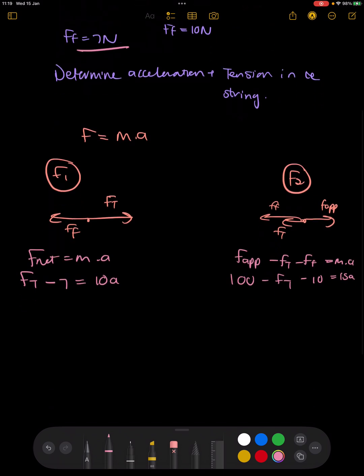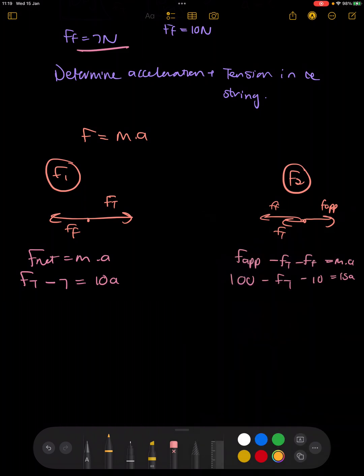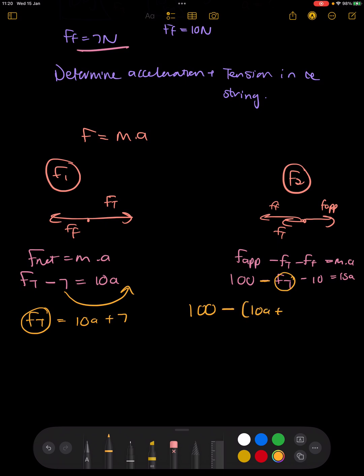What I'm going to do now is use simultaneous equations. So I'm going to go back to the equation that has the least amount of variables, the first block, and I'm going to bring that 7 across. Be very mindful of your signs here. Now I'm going to take this information, my F tension, and put it in over there. Here I have to be so careful of my negative sign. So I'm going to say 100 minus, in brackets, everything that I got over here. I'm going to sub it in, but I have to put a bracket so that I remember to multiply that negative in.